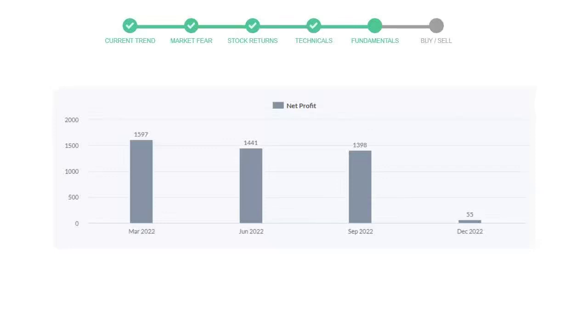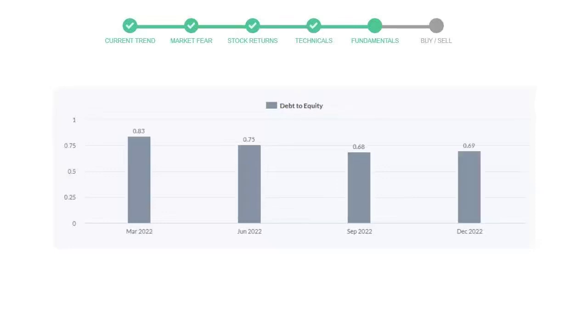Let's see debt numbers. Debt to equity number tells us how much the company is in debt. In the first quarter, it was 0.83. Then it decreased to 0.75. Then in the third quarter, it again went down to 0.68. In the recent quarter, the debt score increased to 0.69. Generally, this ratio should not be over 2.0.